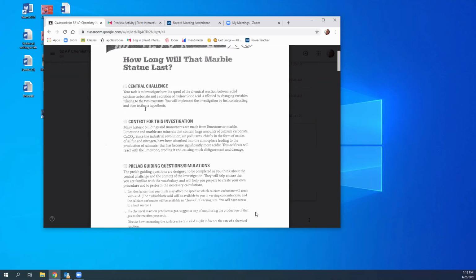When you mix them together, I'll tell you what the equation is here in a second. We have a chemical change, bonds are broken, bonds are made. And then you're going to pick something to make it go faster or slower and collect some data.